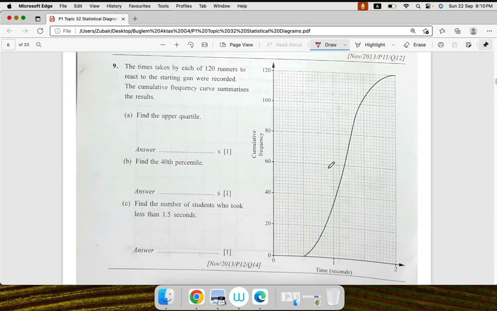Now, this is just a reading question, like the one we practiced in the book. The time taken by each of 120 runners to react to the starting gun were recorded. The cumulative frequency curve summarizes the results. Find the upper quartile. That would be 90.